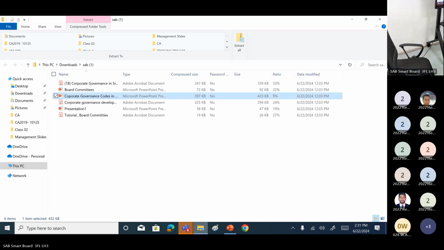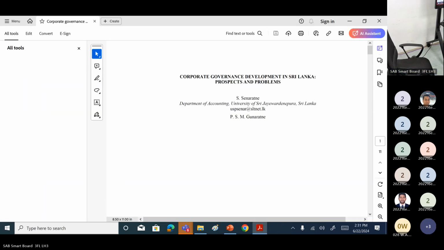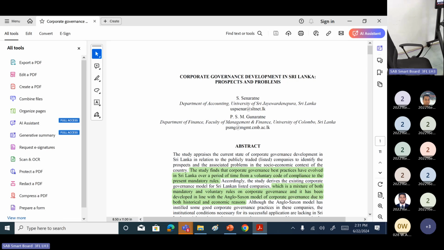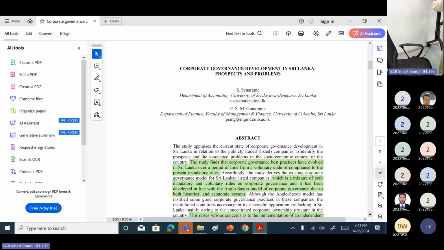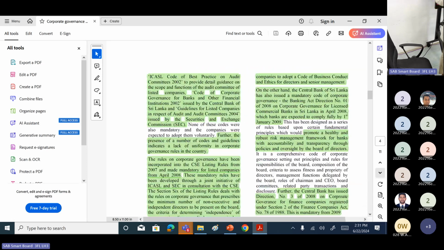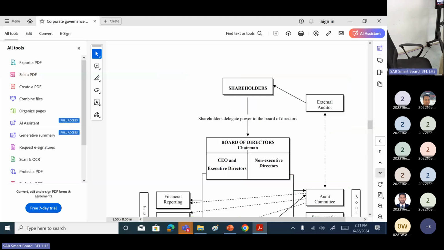Right? Here. This article, Corporate Governance Development in Sri Lanka, is the one that I have summarized into those slides. This talks about how the corporate governance system developed. They are the ones who showed this diagram also. Correct? If anybody wants the detailed version, you can get it from here. I have uploaded it to the internet. Okay? Here I have put the summarized version.